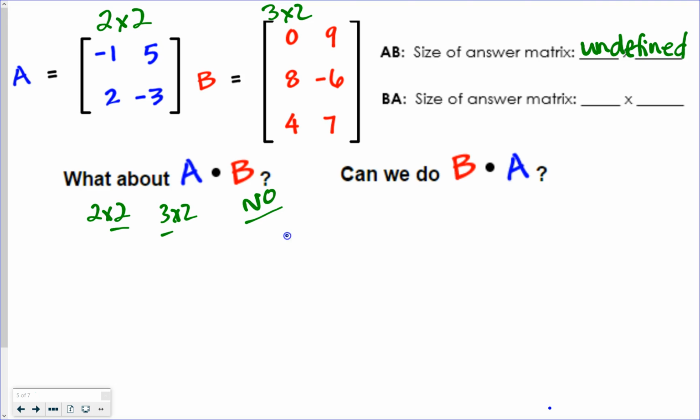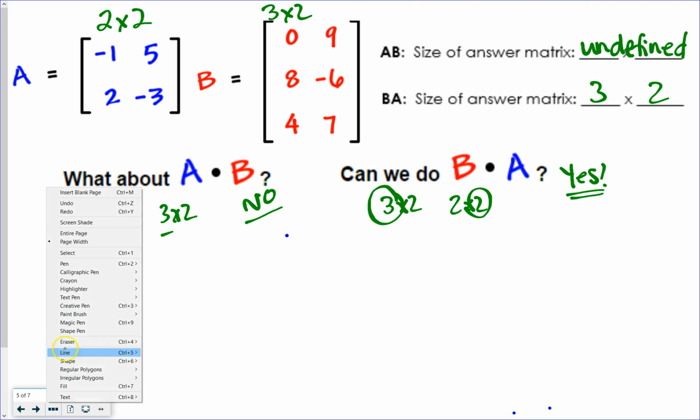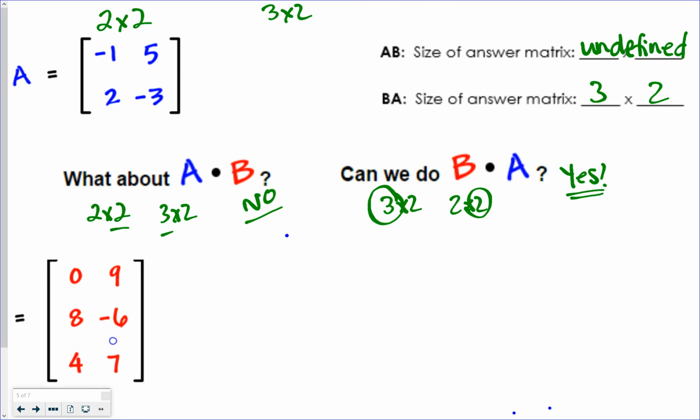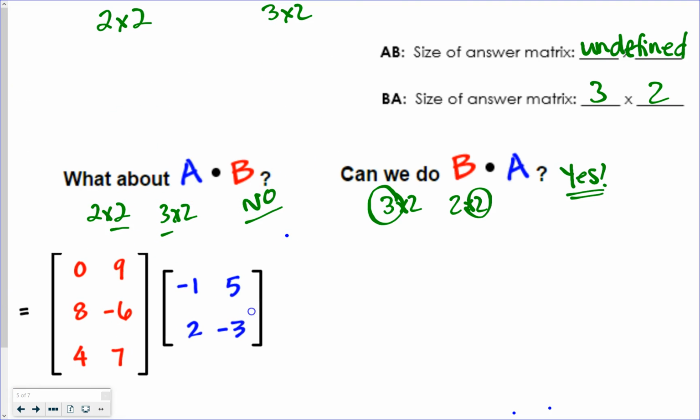What if I flipped them? Could I do B first and then A? Yes, we can. And what's going to be the answer matrix size? Look on the outsides. 3 by 2. Your rows and columns have to match from one to the other. So if you switch them, then your rows and columns match up. Okay? So if I did B first and then A, right? If I did B and then A, now it's going to work out for me.